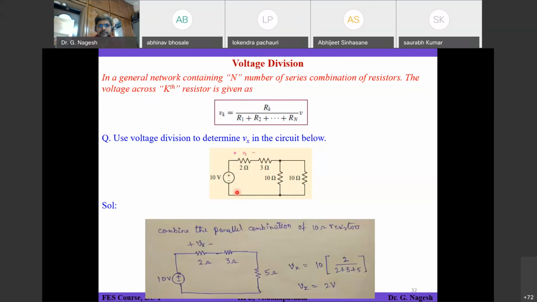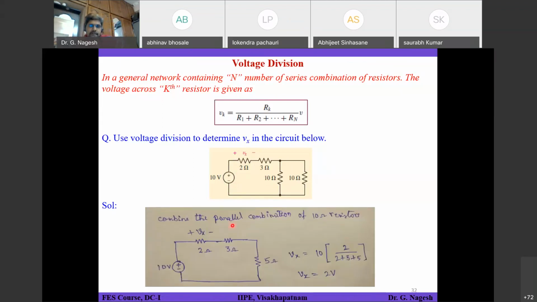So let's see. The parallel combination of these two 10 ohms is 5 ohms, and you have 3 and 2 in series. So this is the circuit you will get. If I want to find the voltage across this resistor, simply multiply the total voltage with the corresponding resistor, 2 ohms, divided by the sum of all the resistors. So you are getting 2 volts.